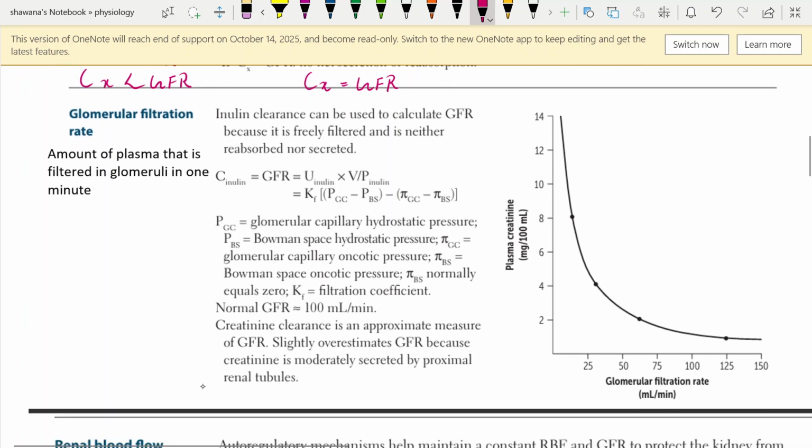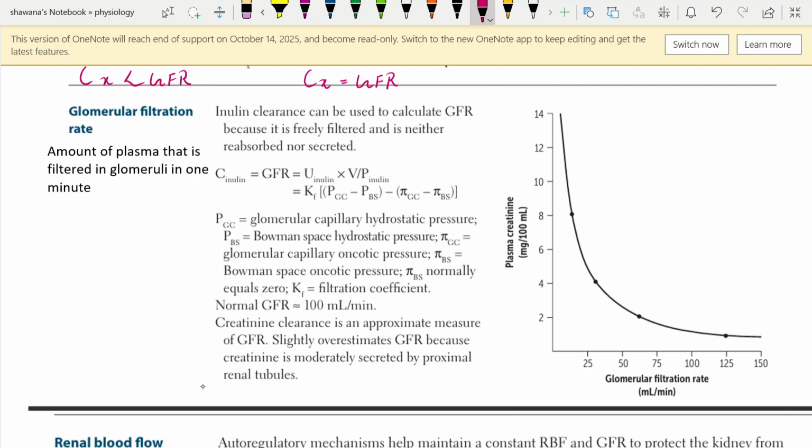Let's talk about the GFR. What is the definition of glomerular filtration rate? It is nothing but the amount of plasma that is filtered into the glomeruli in 1 minute. And 1 minute is of great importance because the unit for GFR is ml per minute. Okay, and what is the normal value for GFR? It's approximately 120 ml per minute.